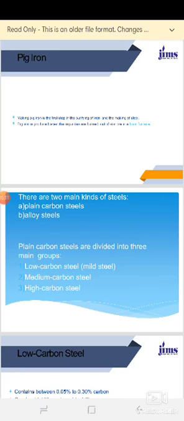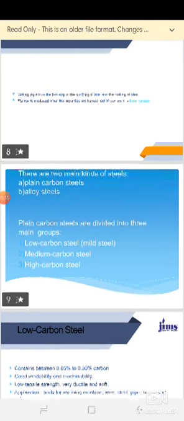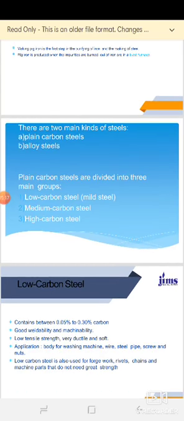So next I move on to the next component. There are two main kinds of steel. Now I'm coming to steel: plain carbon steel and alloy steel. Plain carbon steels are divided into three main groups: low carbon steel, which is called mild steel, medium carbon steel, and high carbon steel.